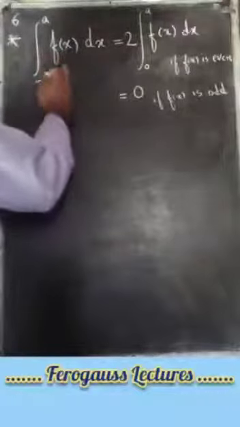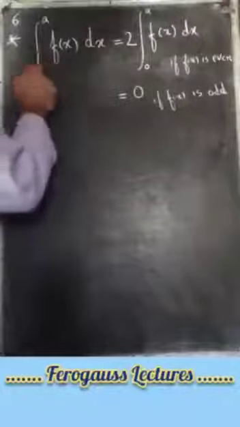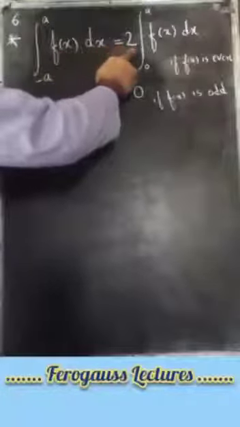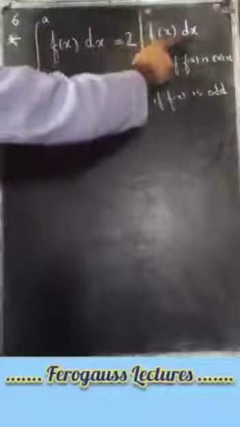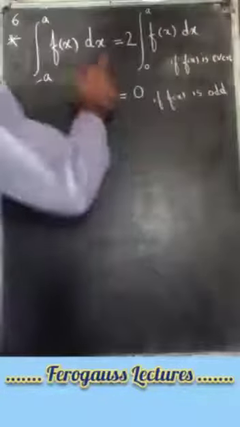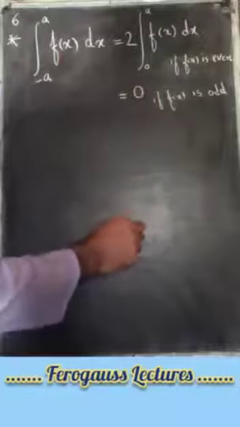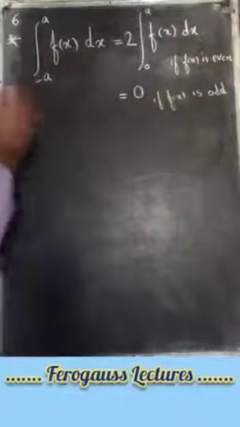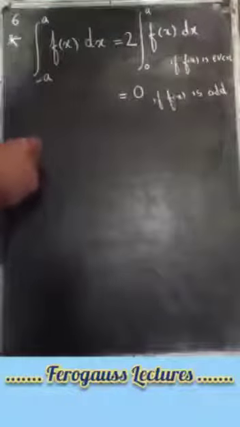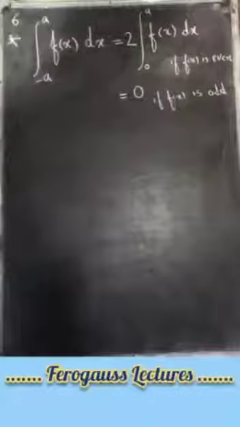Now this is the sixth property of definite integrals, which says that the integral from minus a to a of f(x) dx is equal to twice the integral from 0 to a of f(x) dx if f(x) is an even function, and this integral is equal to 0 if f(x) is an odd function. Okay, now let us prove this result. We will use property fifth to prove this result.